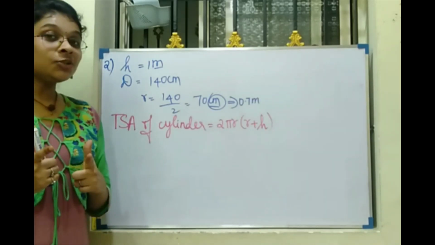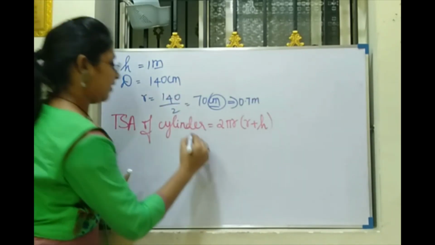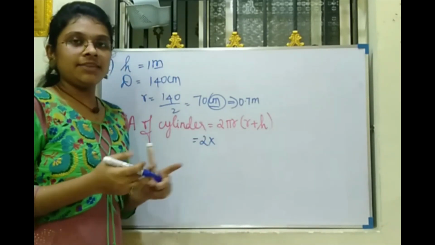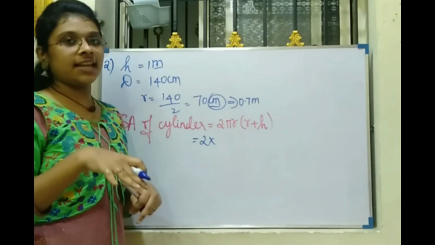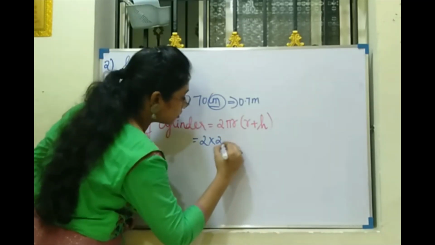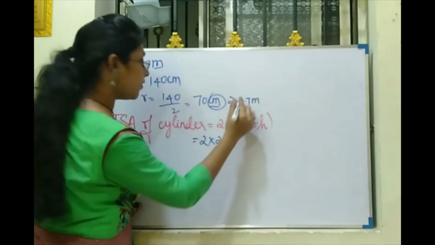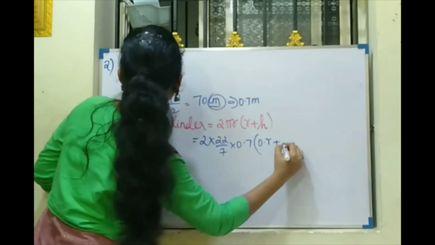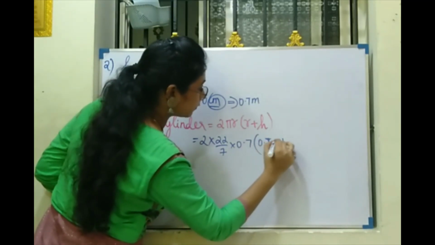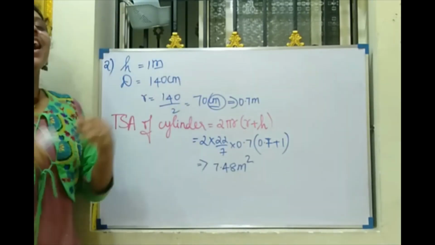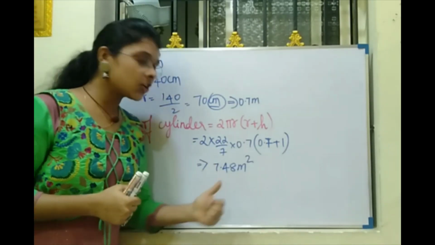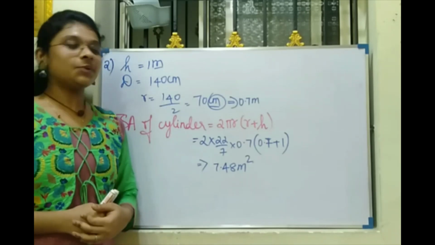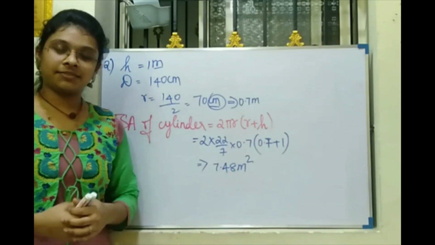Now what we are going to do? Let's substitute the values. Okay, 2 into, here they haven't mentioned any value for pi. So let's take it as 22 by 7. So 22 by 7 into r value is 0.7 and 0.7 plus h value is 1. Always don't forget to put meter square or centimeter square while finding the area. Okay. Hence the required sheet is equal to 7.48 meter square.